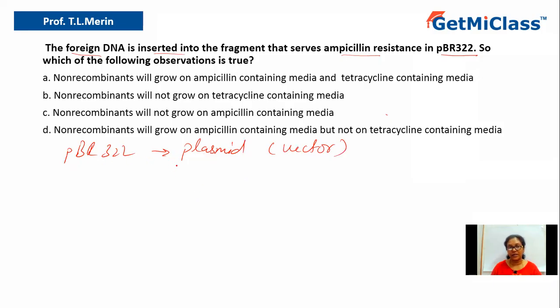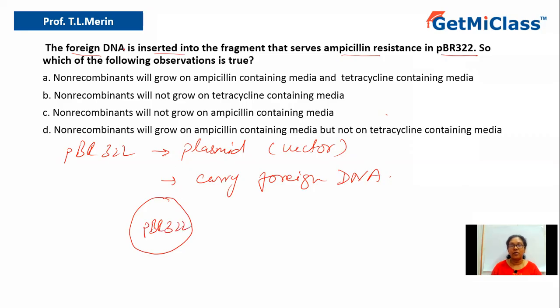Now this PBR 322, as I told you, has restriction sites which will get cleaved, and it will help in insertion of the foreign DNA. So it has its own site where it can carry foreign DNA. But purposely in the question, what are they saying? Suppose this is PBR 322, they are saying that the foreign DNA has been inserted in the AMP resistant gene in PBR 322.